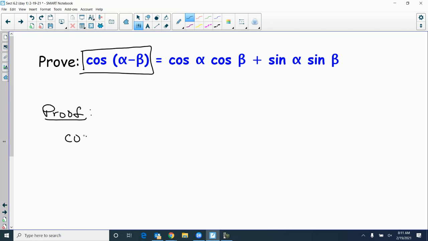I'm going to start with cosine of alpha minus beta, and I'm going to rewrite that as an addition problem. Now remember, subtraction is adding the opposite. So remember way back when you learned to do 4 minus 9, you said, oh, that's 4 plus negative 9. So we're going to do the same thing. So cosine of alpha minus beta is cosine of alpha plus negative beta.